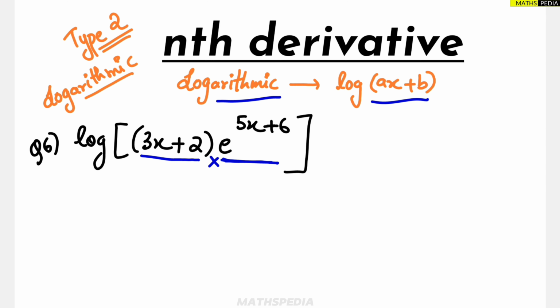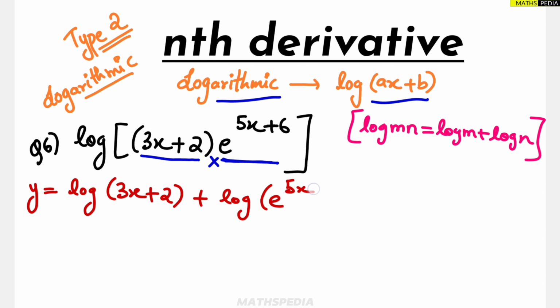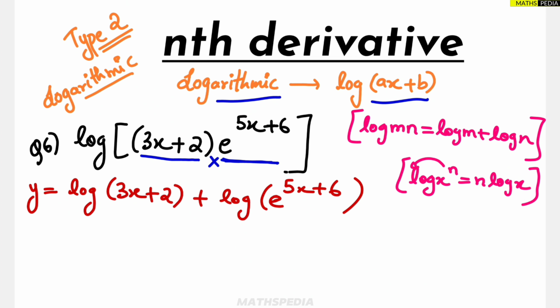How to convert that? We have studied the formula: log(m into n) is equal to log m plus log n. Correct? So this particular formula I am going to apply here. I'll assume that this particular function is y. So y is equal to log of the first function, (3x plus 2), plus log of e power 5x plus 6. Then we have studied one more formula: if it is log x power n, then you can rewrite it as n log x. The power will come in front of log. So this particular formula we are going to apply here.